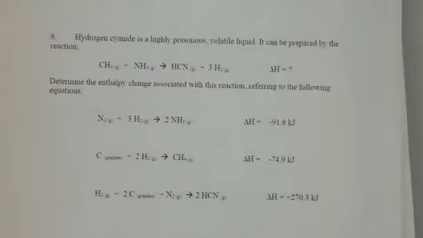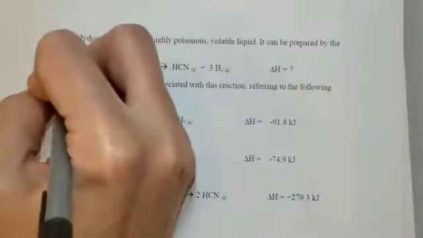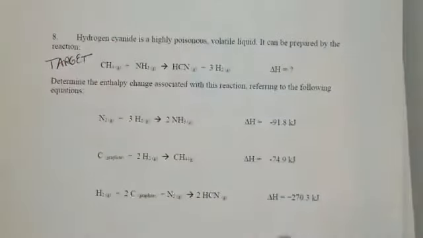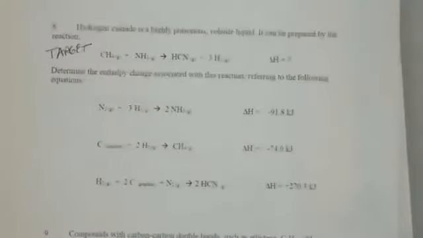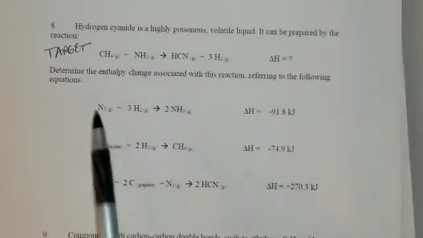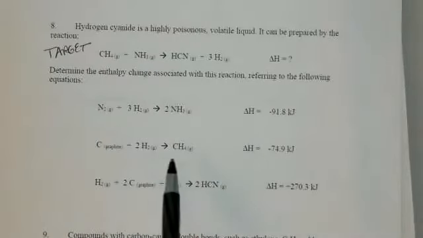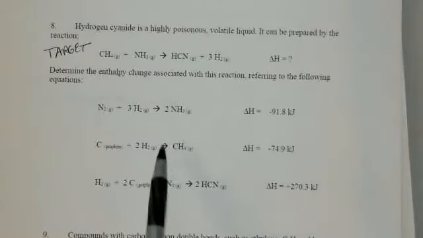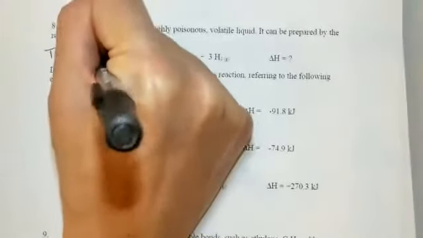All right, so on the next page, we have a target equation of methane with ammonia to make HCN and 3 moles of H2. And we want to know the delta H. So again, that's my target. That's the one I'm looking for. I'm given 3 thermochemical equations again. When I look first at the methane, not in the first reaction, it does show up in the second reaction and not at all in the third. So the methane is going to come from equation 2.